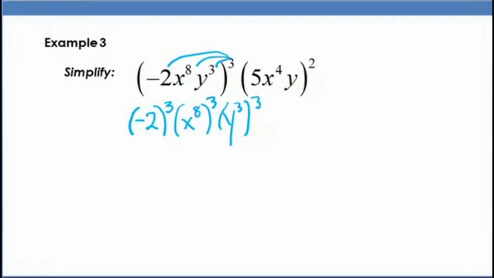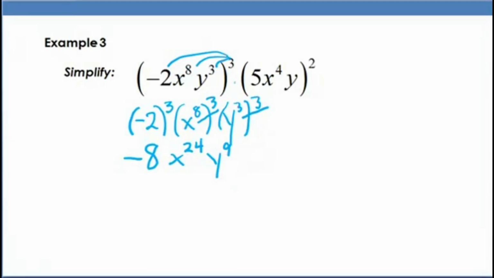Remember, the negative goes to the power, so negative 2 times negative 2 times negative 2 will give you a negative 8 because you have an odd number of negatives. For your variable, a power to a power, keep the base and multiply on the exponents. So 8 times 3 is 24. For the y, also keep the base and multiply on the exponents. 3 times 3 is 9. Now let's look back at our problem.